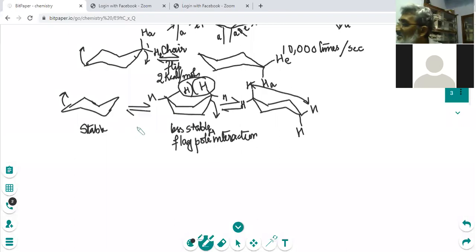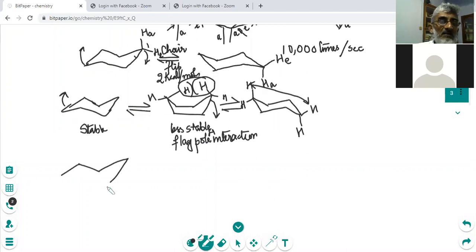And now let us look at these substituted cyclohexane. Look at this one. I put a CH3 here. If I put a CH3 over here, let me draw the full structure of the CH3 group. Remove this H and put the full structure. I have got H here, another H here, and a third H here.